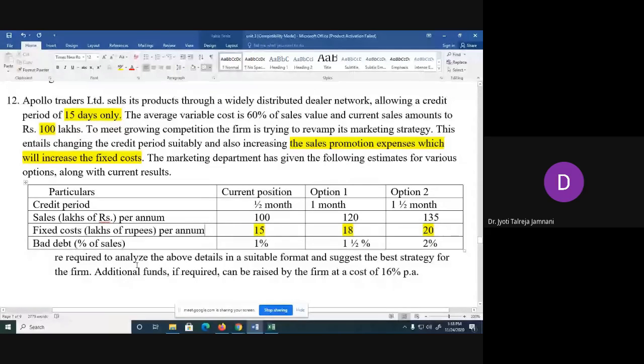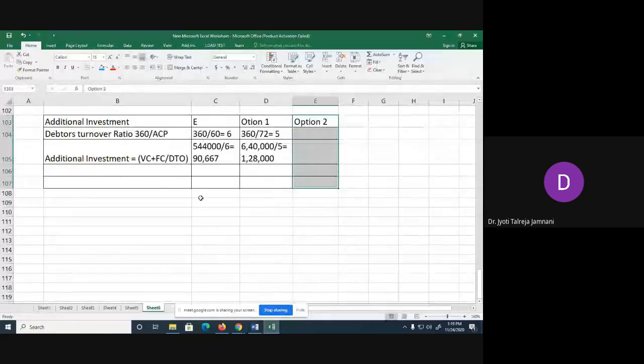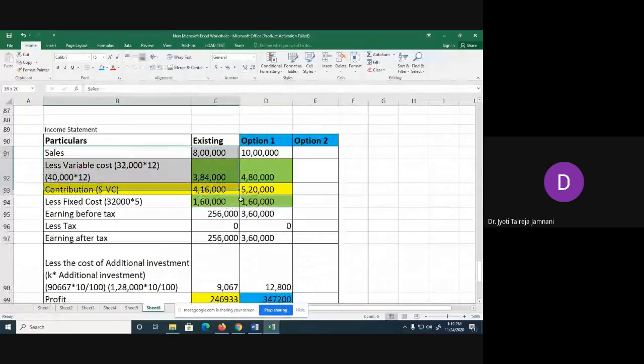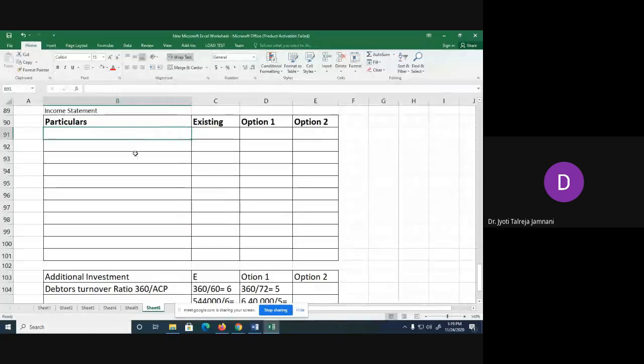Then they have given you the bad debt percentage, and the required rate of return is 16%, which is nothing but the cost of capital. So let's start. What I'll do is, instead of taking 100 lakh, 120 lakh, 135 lakh, I'll take it as 100, 120 and 135. So we'll have less number of zeros and the calculation will be easy. So first thing is, we will take the sales. Sales for the existing, it is 100.